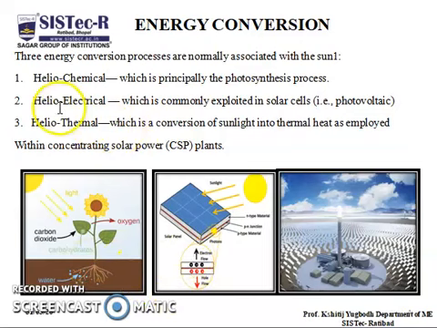The second process is the helioelectrical process, which is commonly exploited in solar cells like the photovoltaic cell. In this process, we use the sun's radiation and convert it into electric energy with the help of a photovoltaic cell. The third process, the heliothermal process, which is a conversion of sunlight into thermal heat, is employed in concentrated solar power CSP plants.